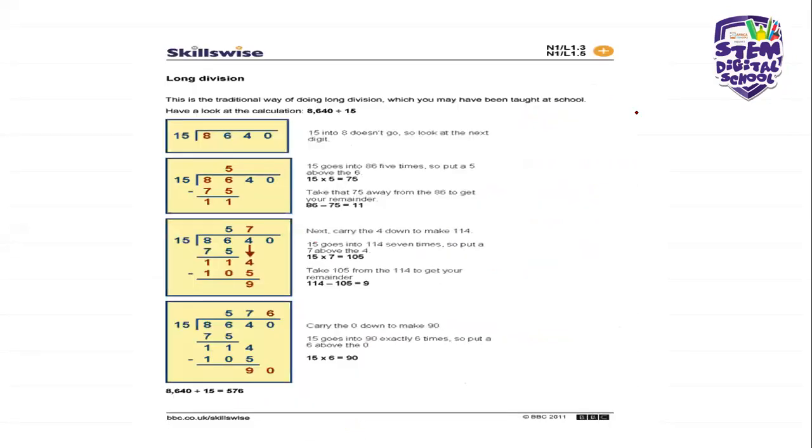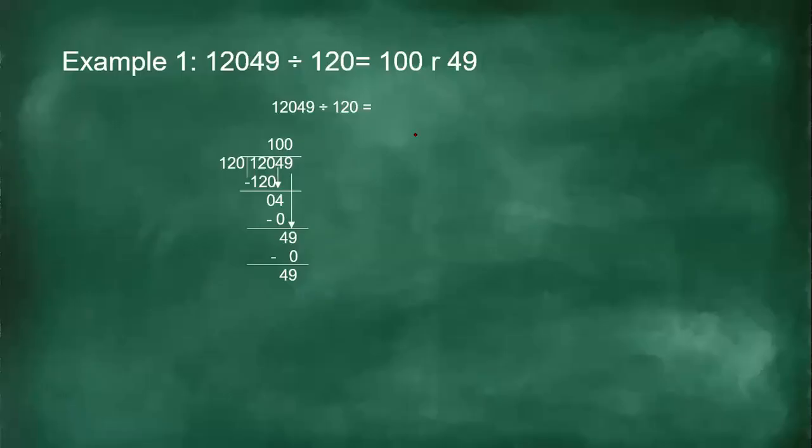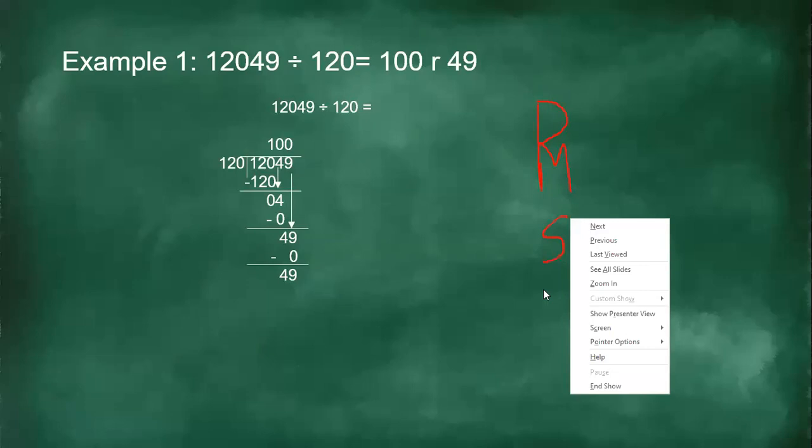Right. Let us go into the examples quickly, guys. We have 5 minutes. I'll explain this one, and then for the following one, I'll ask one of you guys to explain it. So quickly write this down: 12,049 divided by 120. I am following a process of dividing, multiplying, subtracting, and bringing down.